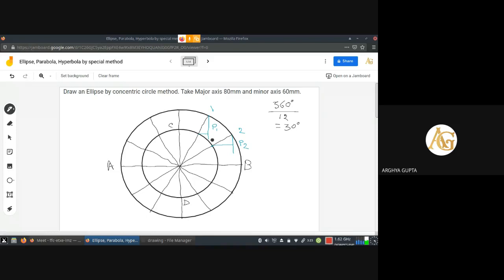But with 4 points, it is very difficult to draw an ellipse. So we need to find more and more points. That's why P1, P2, the points are found. Let us say B is point 3, then point 4 is here. From point 4, from the bigger circle, a vertical line is drawn. Again from the smaller circle, a horizontal line is drawn. That point will be P4. Again, the process is repeated for all the remaining points. Vertical, horizontal. That point will be P5.